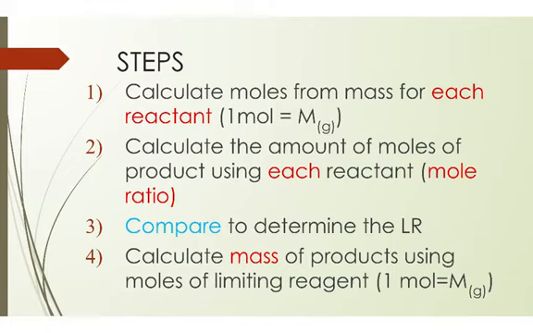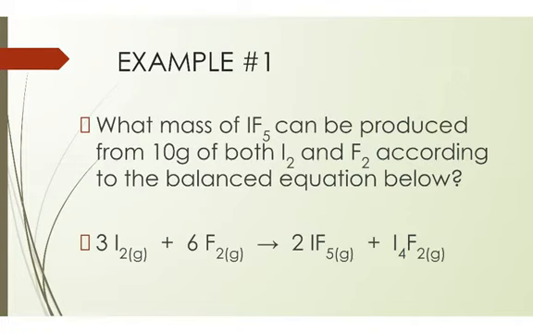You're then going to use the moles of that ingredient, the lowest one, to go back into a mass to figure out the mass of the limiting reagent. Again, mass to moles, we're using that same conversion factor that we started with, 1 mole equals molar mass. So we're going to do our first example together here. We want to know what mass of IF5 can be produced from 10 grams of both I2 and F2 according to the balanced equation below.